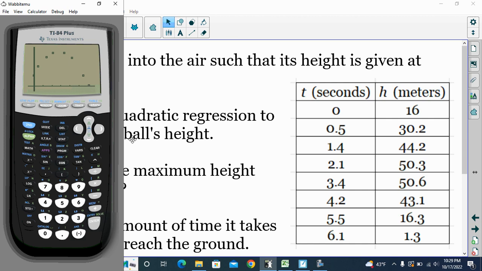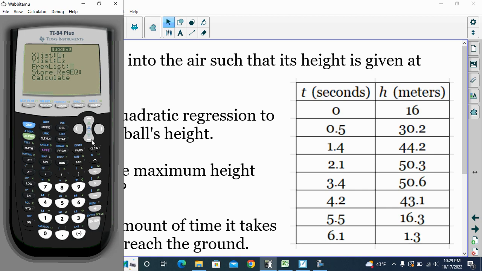To create the quadratic regression equation, we do it almost exactly the same way that we create a linear regression equation. We go to Stat, scroll over to Calculate, and previously we had been going to number 4, linear regression. Here we want number 5, which is a quadratic regression. My x's are under list 1, my y's are under list 2. We can leave frequency list blank.